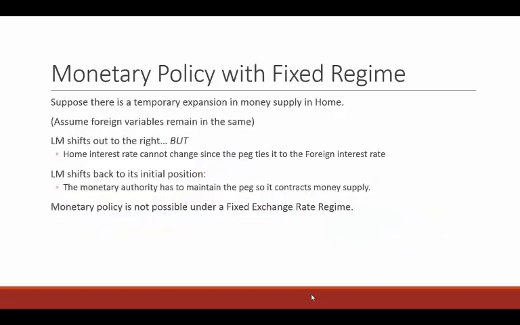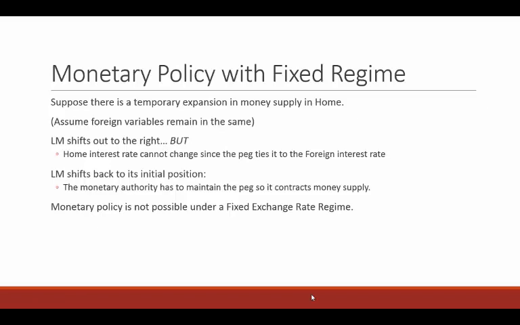Let us now consider monetary policy within a fixed exchange rate regime. We suppose for the sake of demonstration that the United States operates under a fixed regime, pegging its currency, say, to the British pound. If the Fed then decides to expand money supply temporarily, what happens? Well, the LM curve shifts to the right.